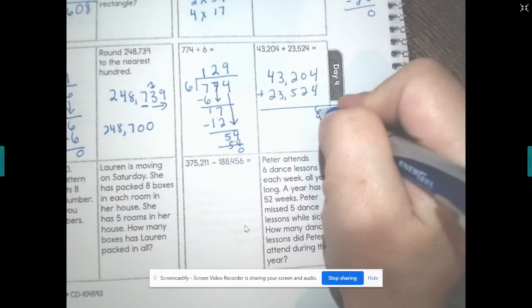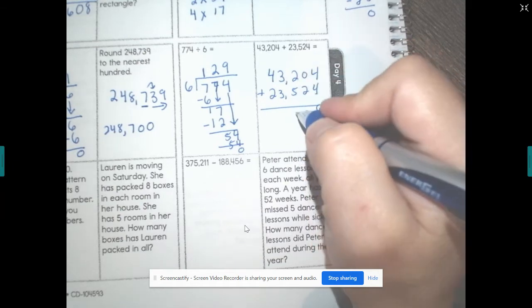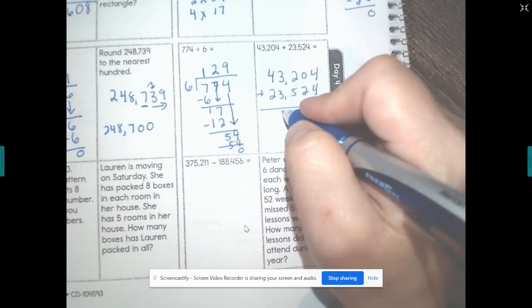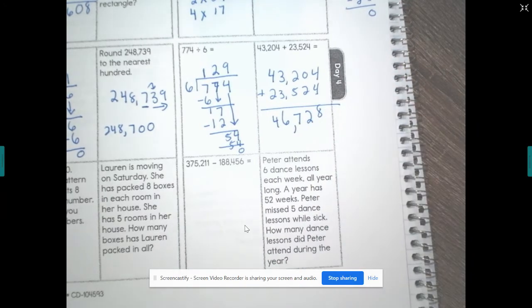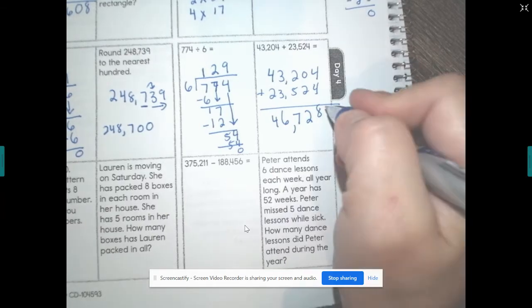4 plus 4 is 8. 2 plus 0 is 2. 5 plus 2 is 7. 3 plus 3 is 6, and 2 plus 4 is 6. So no regrouping, pretty easy, straightforward addition problem. So you should have gotten 46,728. All right, let's look at the next problem.